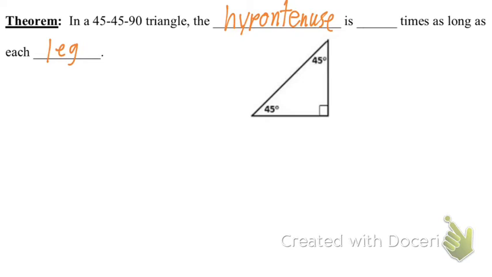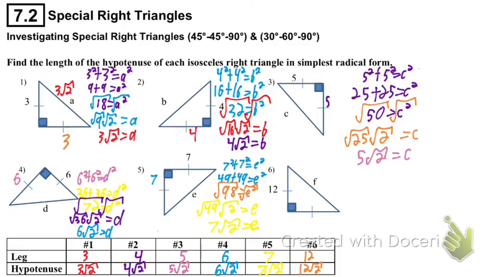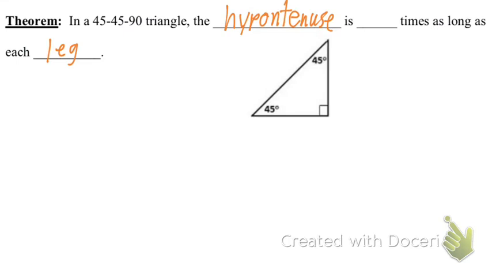You tell me. 2? Nope. It's not 2 times as long. It wasn't 3 and 6, 4 and 8, 5 and 10. One leg times the square root of 2. It is square root of 2 times as long. It is weird to say. It's square root of 2 times as long as each leg.